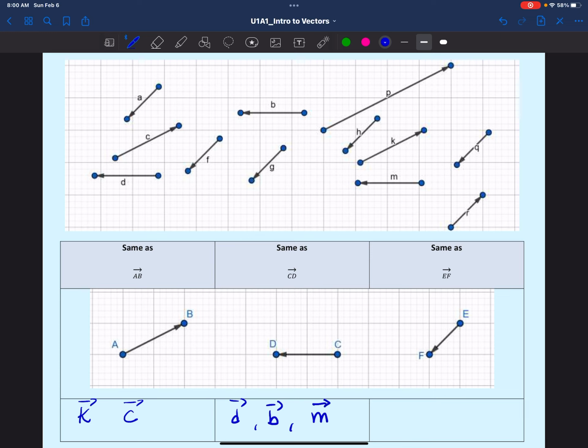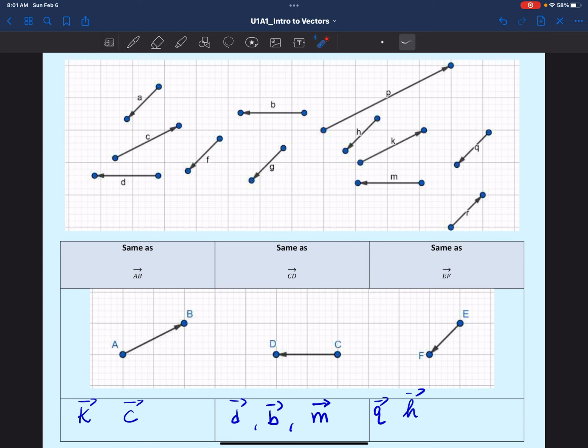Now last we have vector EF, which is pointing down diagonally. So 1 to the left, 1 down. So this is 1 to the right, 1 up. That doesn't work. And this one is going down. It seems that we're going 1 down and 1 to the left. So vector Q would fit there perfectly. So this one, no, but we have vector H.